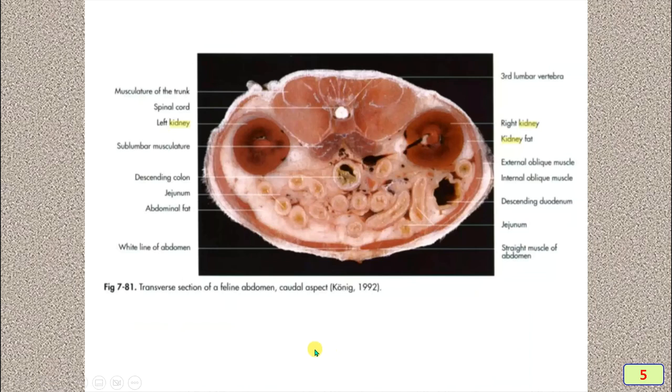And this is the transverse section of a feline abdomen with caudal aspect. Here we can see the left and right kidney, which are embedded in the kidney fat. And of course, this is the spinal cord, the white structure, and the musculature of the trunk is located here, and the descending colon, etc., can be seen. But now we are going to focus on the kidneys.